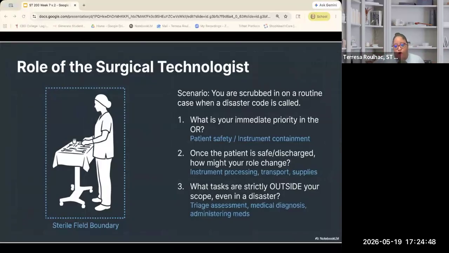Now we get to the third question. What tasks are strictly outside our scope, even in a disaster? What do you think are things that no matter what, we're still not going to be doing?